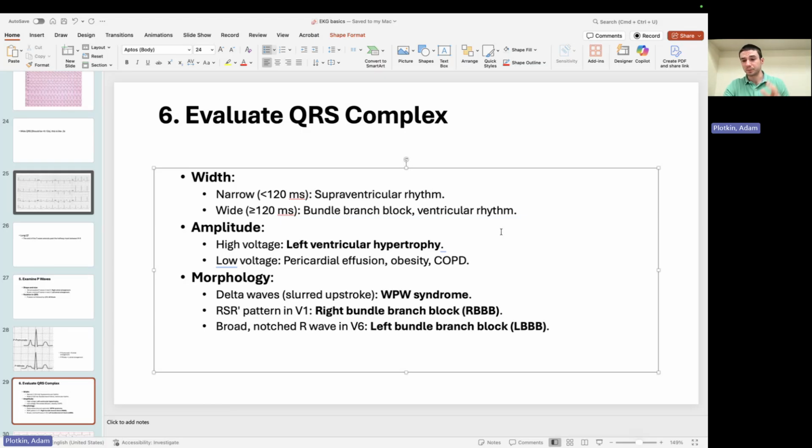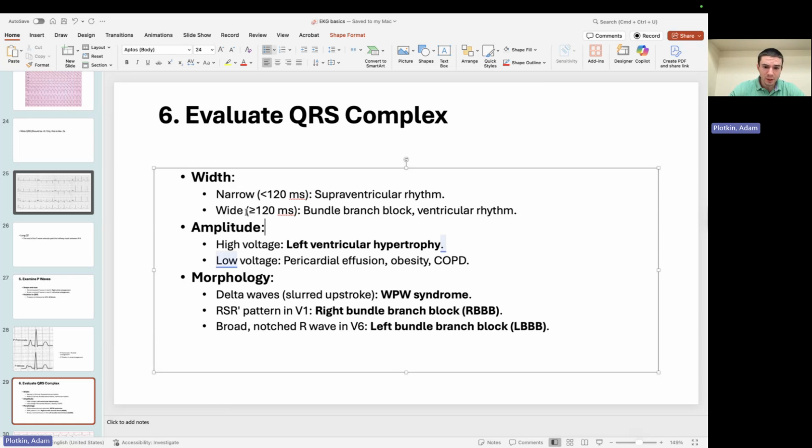Now, I chose not to show pictures or discuss this any further. You might have seen them here and there. I think it's a relatively lower yield concept for Step 1. I'm happy to make a video at another time just on bundle branch blocks if you want, and some of these other lower yield rhythm problems that we could talk about. I wanted this to be as high yield as possible.